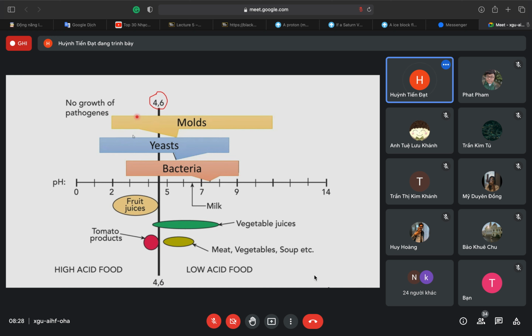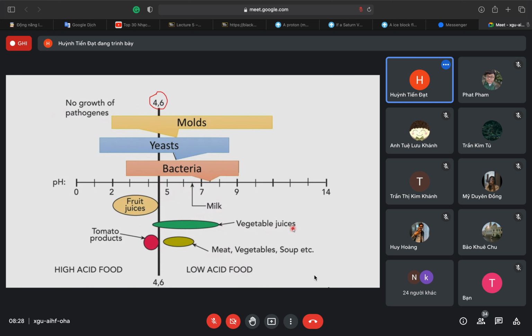Some foods are low acid foods. For example, milk is around 6 point something.